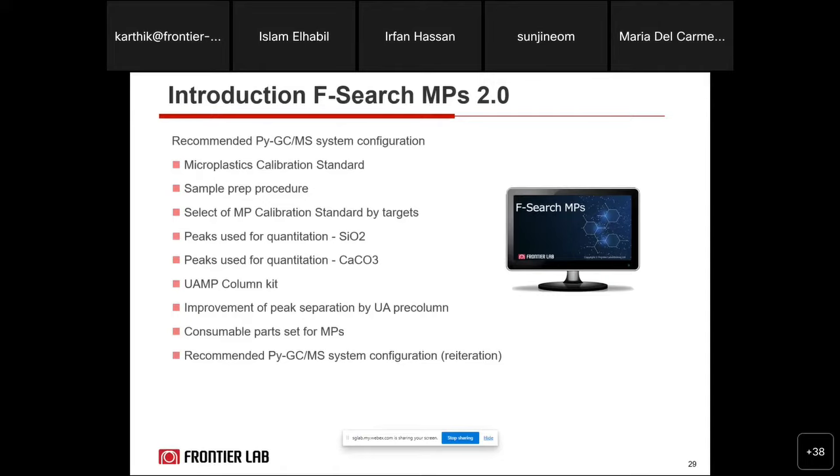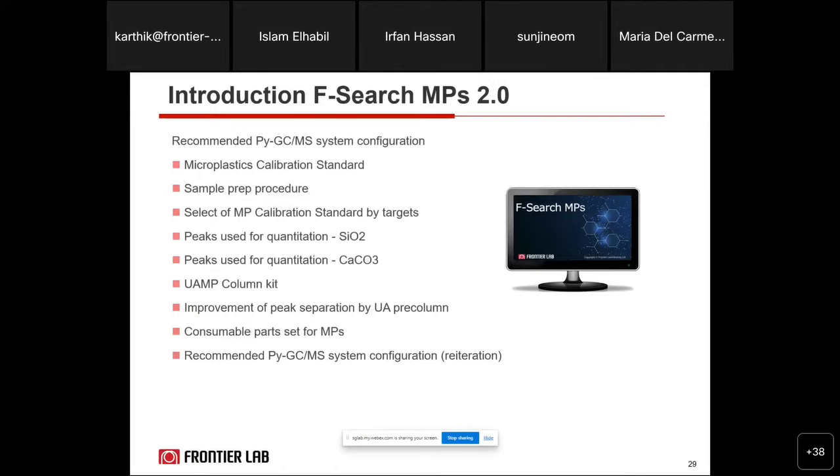At the same time, I have to mention here, we thought initially we could use the same software we developed for polymers. Unfortunately, that was not possible because of some selectivity issues. So we had to really develop a new algorithm that is suitable for this application. That's why we have come up with this new name called F-Search MP. Our standard F-Search is meant for polymers, and this is F-Search for microplastics.